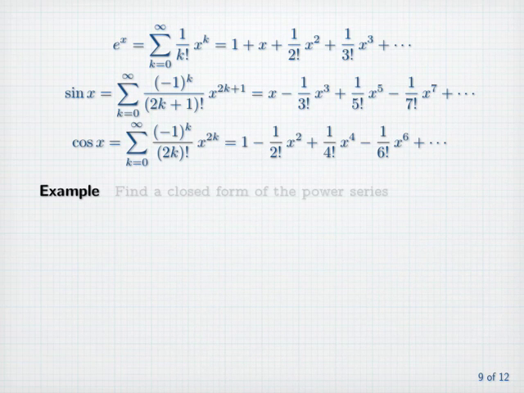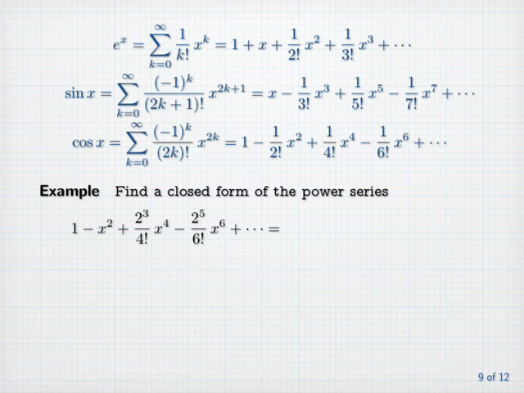Another example. Find a closed form of the power series 1 minus x squared plus 2 cubed over 4 factorial x to the fourth minus 2 to the fifth over 6 factorial x to the sixth, and so on. Now notice that we only have even powers of x, and the kth term appears to be minus 1 to the k times 2 to the 2k minus 1 divided by 2k factorial times x to the 2k.